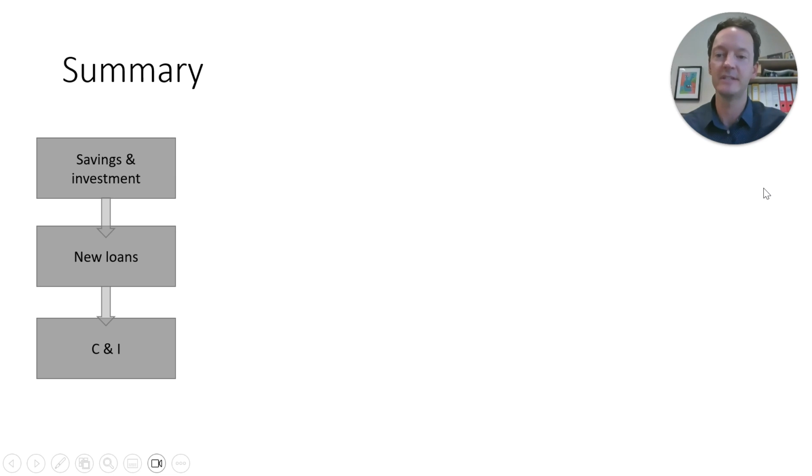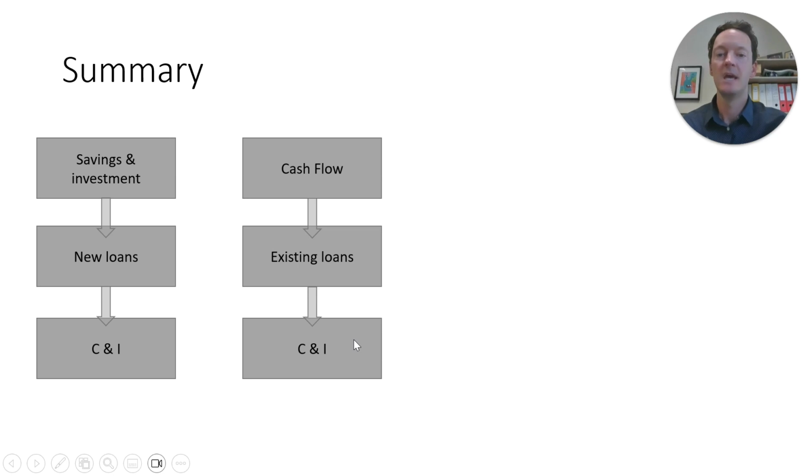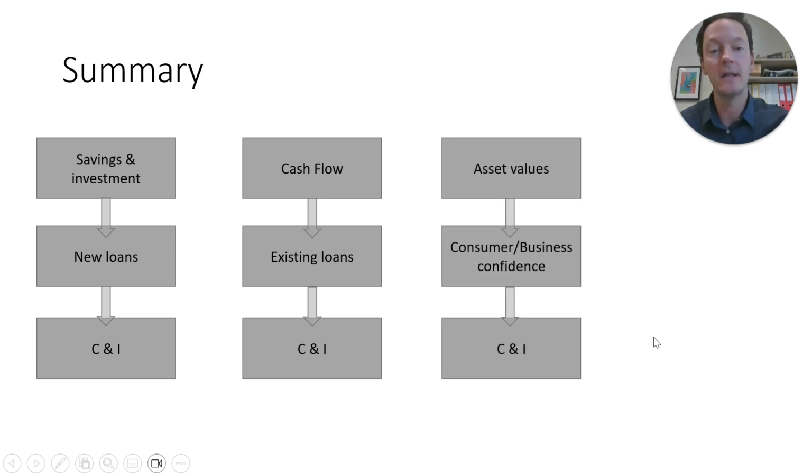So the first one is the savings and investment, and this one is about those taking out new loans, but also those with cash in the bank. When we have a loosening of monetary policy, this is going to make new loans more attractive and therefore increase C and I. Cash flow is those with existing loans. It's either going to increase or decrease the amount of spare cash that people have, affecting their level of spending. Asset values is those with existing assets, and the demand for their assets is going to go up or down based on if there's more or less demand for loans.